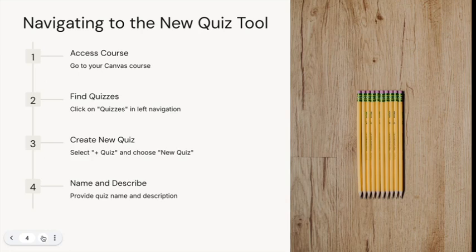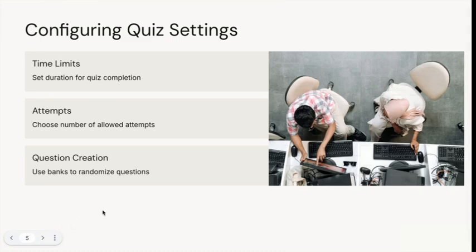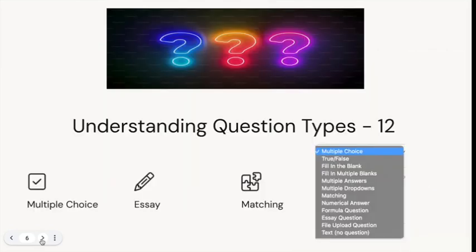First, I will show you how to navigate to the new quiz tool. We will access the course, find the quizzes in the left navigation, and then click on the quiz button, then name and describe our quiz. Then we will take a look at configuring the quiz settings, things like time limits, attempts, and question creation. Then I will take you through the 12 question types.